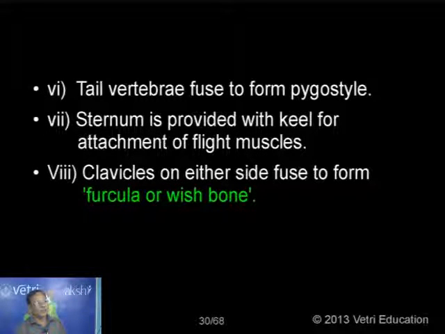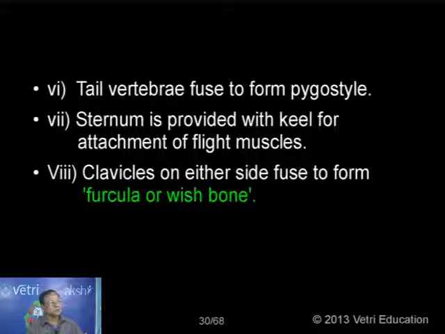Some of the other characteristics of what is called the endoskeleton. The tail vertebrae fused form pygostyle, a rod-like structure. Some of the tail vertebrae, the coccyx, you know that one, what we have. And another character, what we are talking about, we have the pectoralis major, pectoralis minor, and coracobrachialis. These are all the different types of flight muscles.